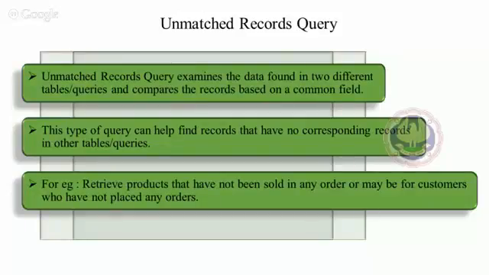The next thing we are going to cover in our curriculum is the unmatched records query. The name itself is very simple. Just assume that there are some products and those are being sold; an unmatched query would be like saying there is some product which has not been sold. That is what I'm trying to track through this unmatched records query. If we go to the report through the query wizard, we have an option which says unmatched query. The unmatched records query examines the data found in two different tables or queries and compares the records based on a common field.